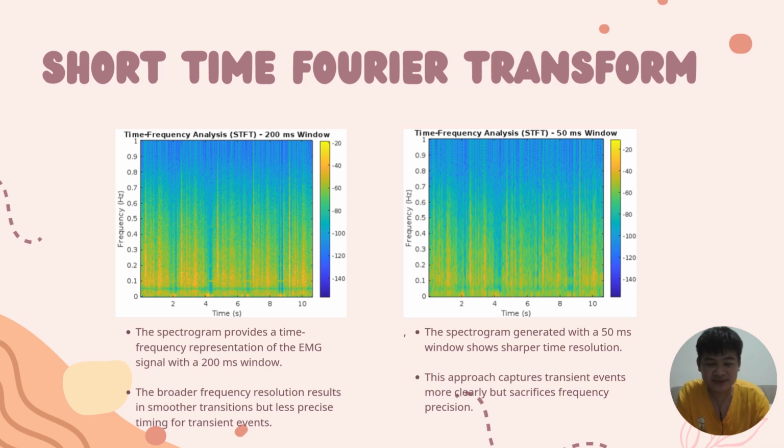Based on these two results, we know that the 200 millisecond window provides smoother frequency representation, while the 50 millisecond window captures finer temporal details.